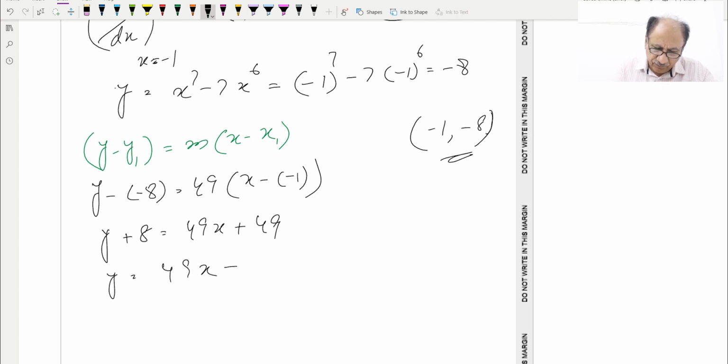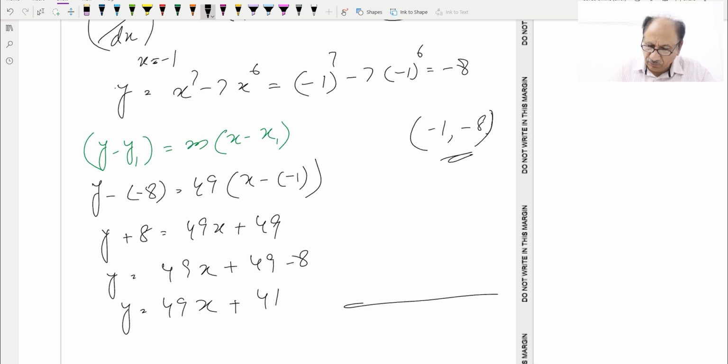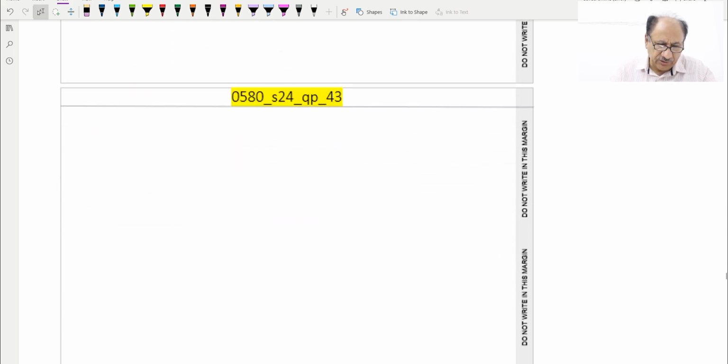So 49x plus 49 minus 8. 49 minus 8 is 41, so y is equal to 49x plus 41, and at the proper location we write y is equal to 49x plus 41. This is the 4-mark question which we have done. Hopefully you understood this as well. Now the next part, the C part, we can solve on the next page.